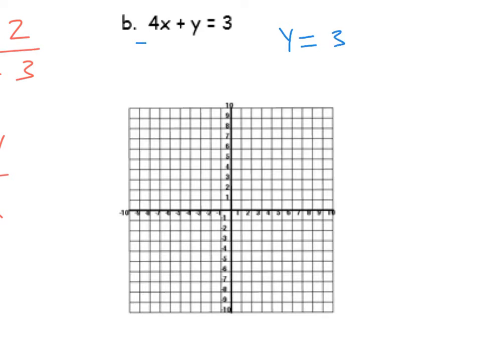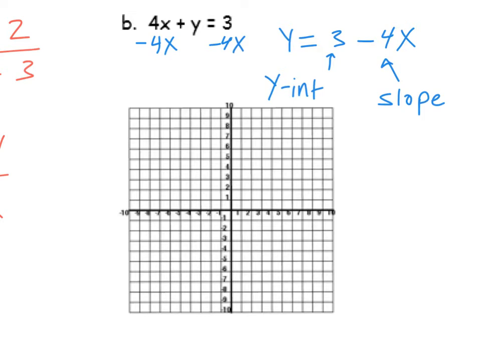So over here, I'm going to take away 4x. 3 minus 4x. All right. Now the order here kind of switched. Just so you know, that 3 is your y-intercept. That -4 is your slope, right? Now, as we're going to use that, think of it as -4 over 1, right?